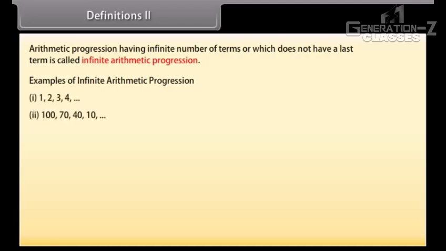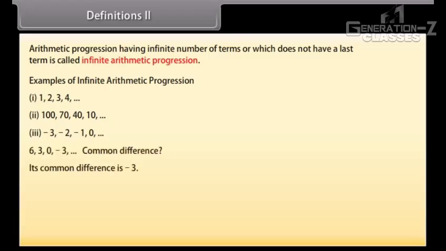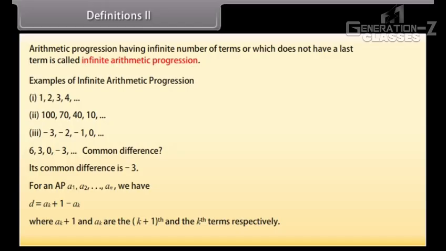Look at this sequence now. Can you tell its common difference? Yes, you're right. Its common difference is -3. In general, for an AP, A1, A2, and so on till AN, we have D as A(k+1) minus Ak, where A(k+1) and Ak are the (k+1)th and the kth terms respectively.